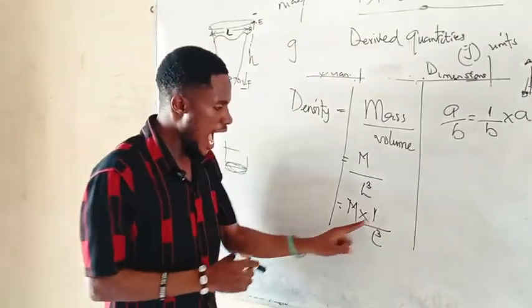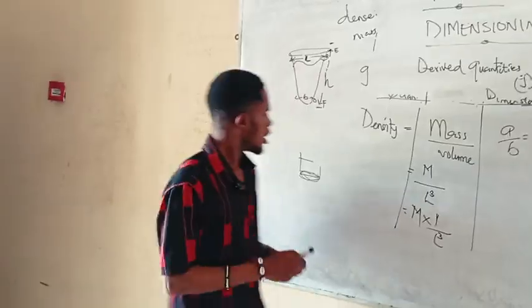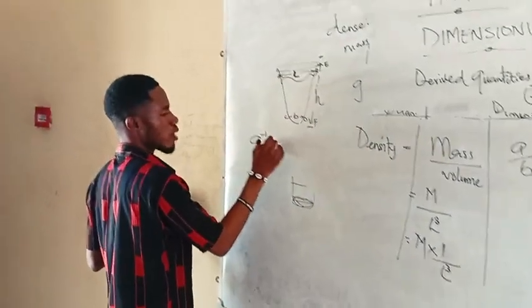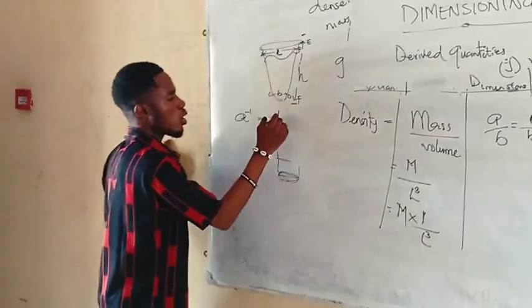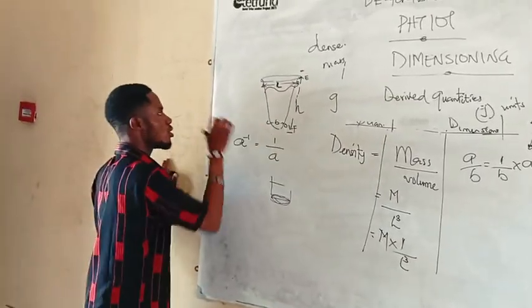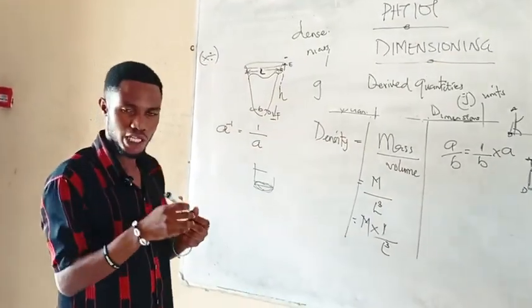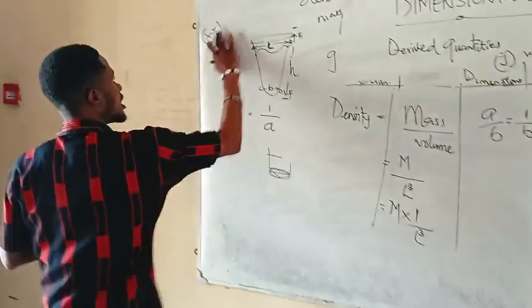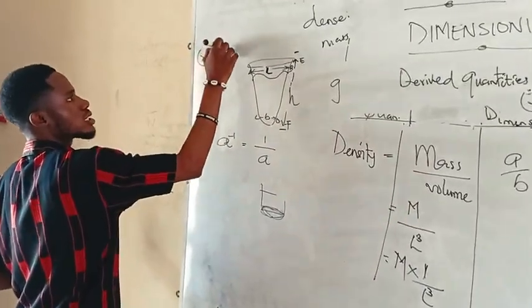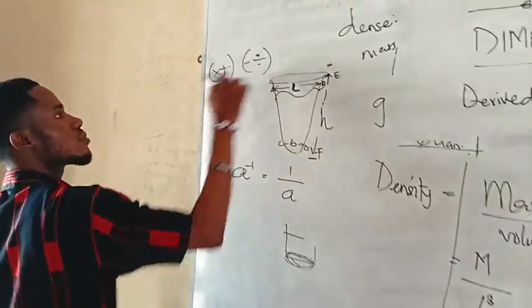Now from here, I can invert this. Recall that A raised to the power of minus 1 is the same thing as what? 1 all over A. How? There's this law I taught in the previous class. Please go back to my previous lesson under indices and follow up. There's this law I taught you. Something like this and this.